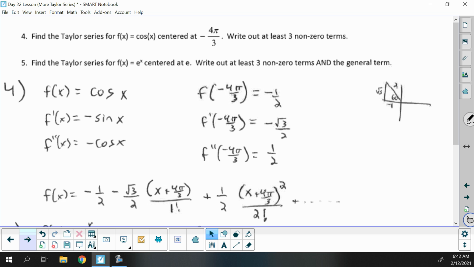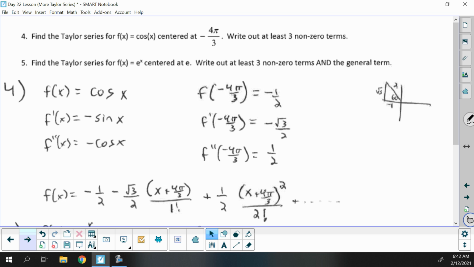So we're not centered at 0, so we can't just use our memorized cos thing. So we want 3 terms, so we need the original and 2 derivatives. So we've got cos x, the derivative is negative sine x, second derivative is negative cos x. We'll evaluate each of those at -4 pi over 3, which is the same as being in the second quadrant with a 120. So you get your 3 derivative values there.